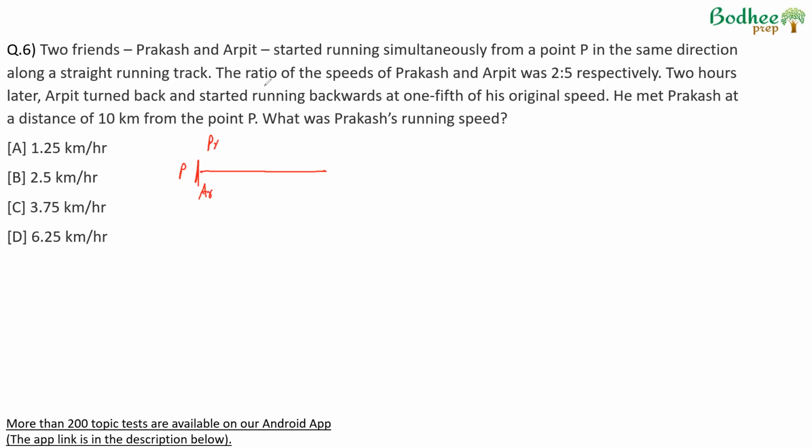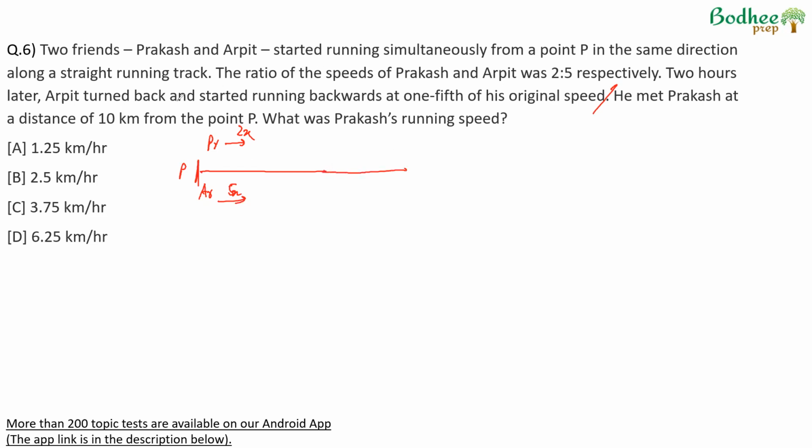Straight running track. The ratio of speeds of Prakash and Arpit is 2:5. So the speed here is 2x, the speed here is 5x. 2 hours later, Arpit turned back and started running backwards at 1/5 of his original speed. He met Prakash at a distance of 10 kilometers from point P. What was Prakash's running speed?